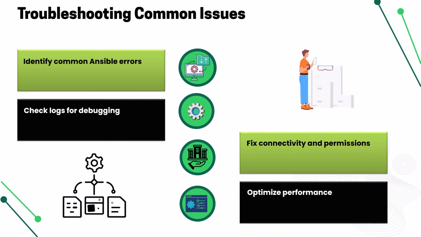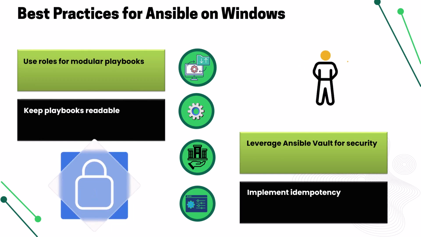Troubleshooting, every admin's rite of passage. First, we'll spot the usual suspects, errors that pop up when Ansible plays hard to get. Then logs become our detective stories, revealing clues. Connectivity and permissions can be sneaky, so we'll fix those. Lastly, performance matters. Slow automation is just manual labor in disguise. Let's keep things smooth.